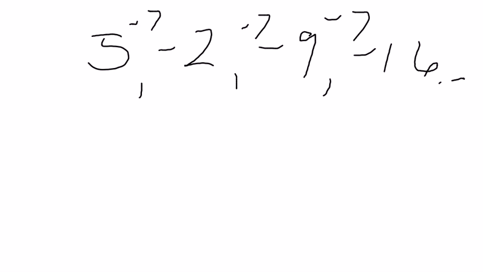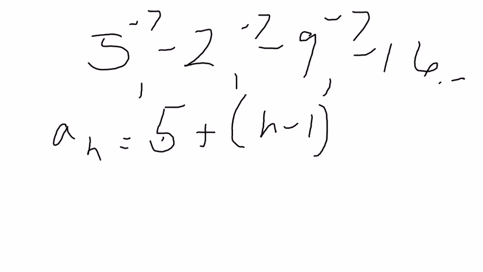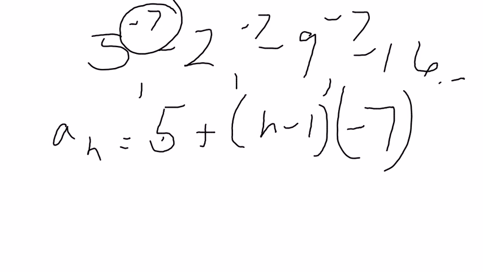So again, you apply your formula for an arithmetic sequence. a_n equals the first term plus n minus 1 times the common difference. Common difference is negative 7. So we do have to include the negative because we're decreasing. All right? So it's important. It's not just 7, it's negative 7.